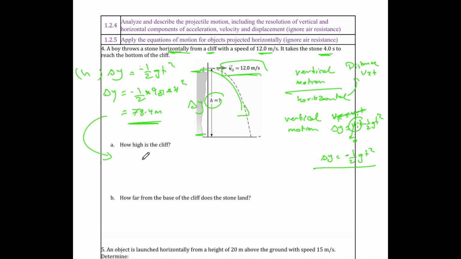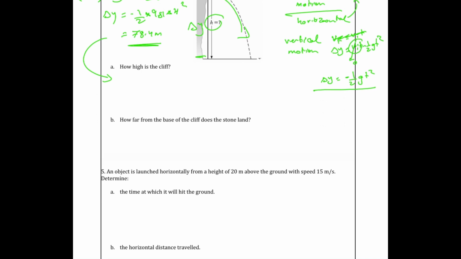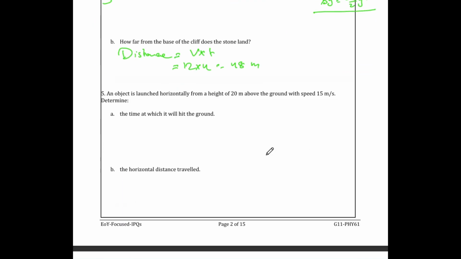Okay, for B, how far from the base of the cliff does the stone land? So he needs to calculate the distance that the stone reaches at this point, which is x, for example. Now we need to use the distance, which is equal v times t. He gave us the initial speed in the horizontal direction, which is 12 multiplied by 4, which should be equal to 48 meters. Okay, that's it for these type of questions.